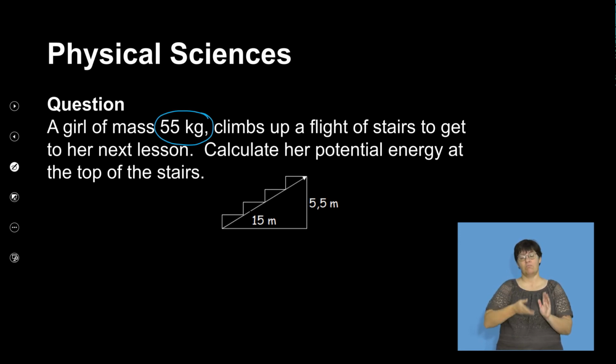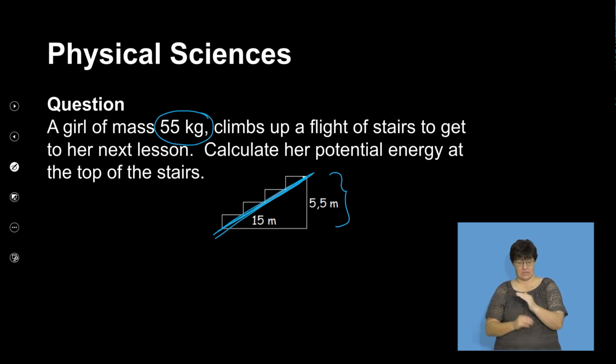Okay. A girl of mass 55 kilograms climbs up a flight of stairs to get to her next lesson. She's at school, obviously. Calculate her potential energy at the top of the stairs. So this is a basic diagram of the stairs. They're saying the vertical height is 5.5 meters. Sounds quite high, but we'll go with it. And it's 15 meters at an angle.